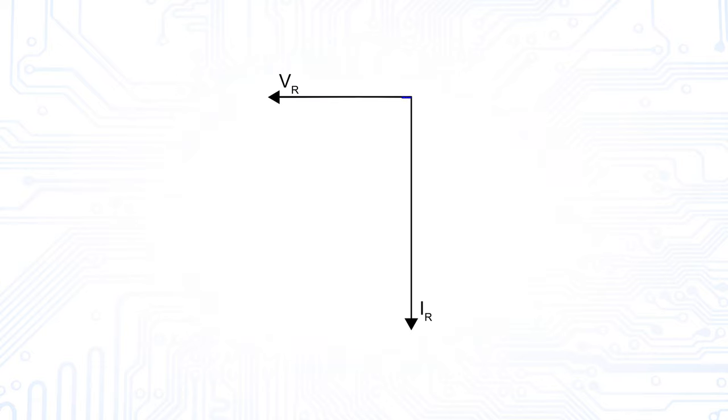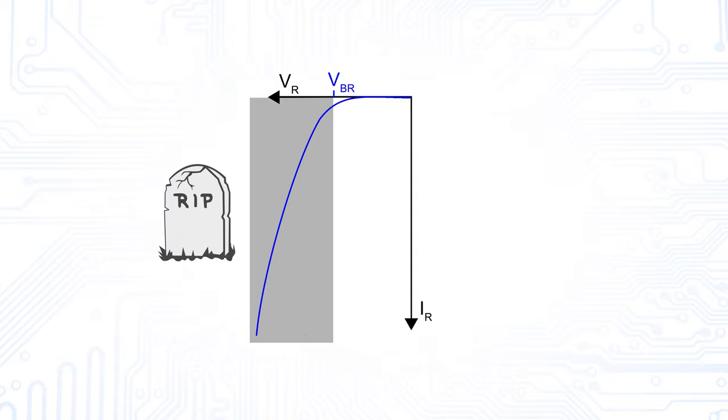Actually, this is not quite true, because if a very high voltage is applied in reverse direction, a breakdown will occur. If this happens, current can also flow in the reverse direction. With silicon diodes, however, a breakdown means that the diode is destroyed, and of course we don't want that. But there are special diodes which use this breakdown for the better. We will briefly discuss them later in this video.